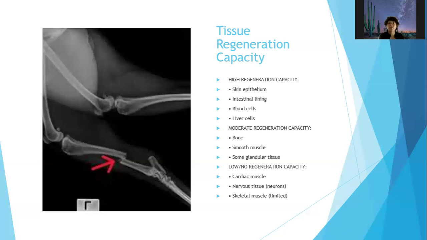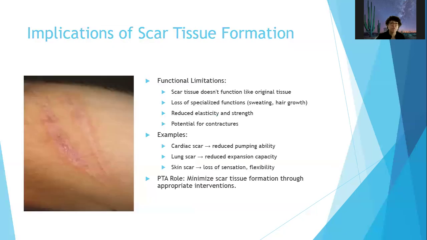Cardiac muscle has a good blood supply, but it has other reasons why it can't regenerate. Nervous tissue also has good blood supply, but other reasons why it can't regenerate. We'll talk in detail about that in another class. And then skeletal muscle, same thing. So there are things that can cause a low regeneration capacity. And next quarter, we'll talk about connective tissues and their regeneration capacity.